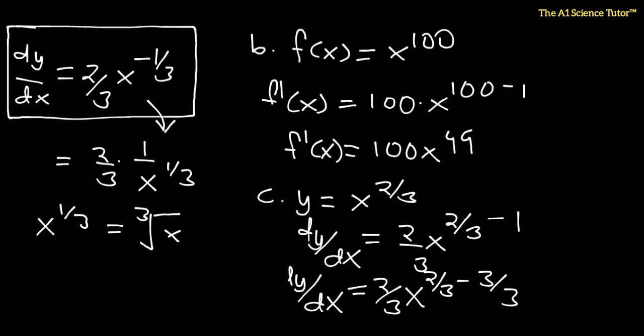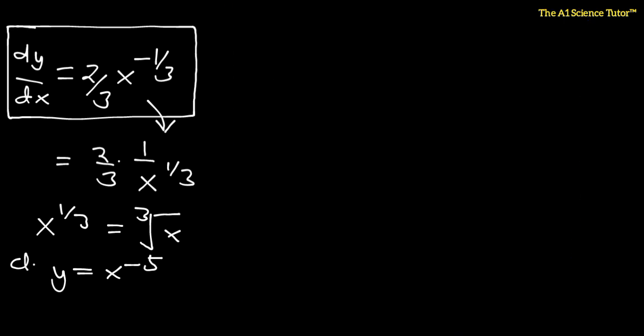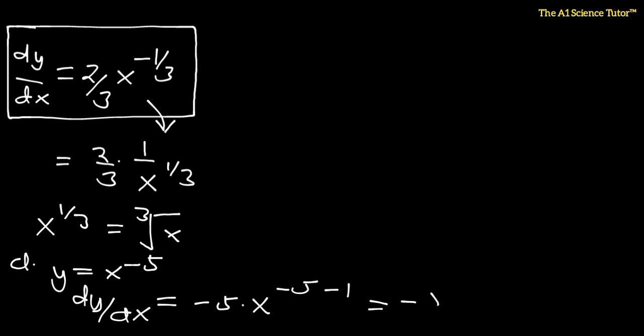Here is another one for you. y is equal to x to the negative fifth. What is the derivative of that function? Feel free to try it out yourself. Now, this will be dy dx. That is equal to negative 5 multiplied by x raised to the power of negative 5 minus 1. So that should give us negative 5 x raised to the power of negative 6. That is the derivative.